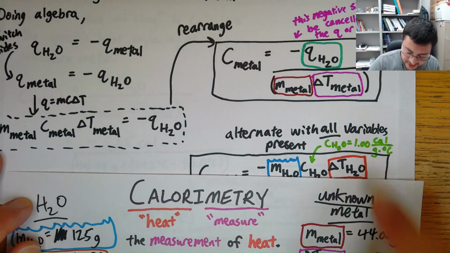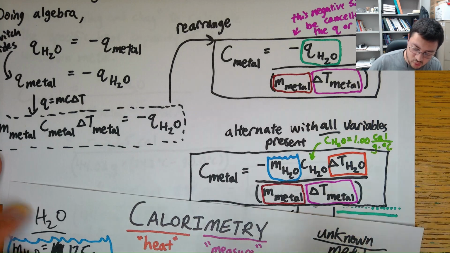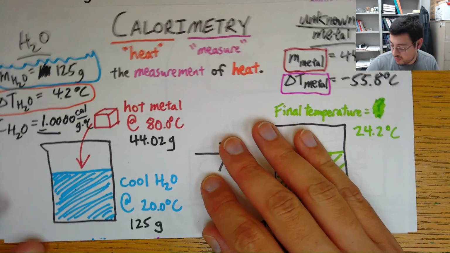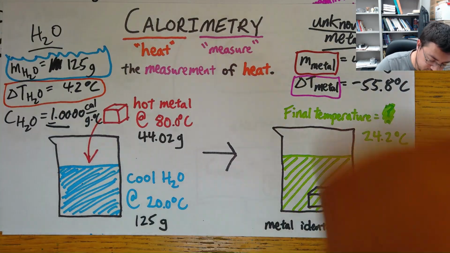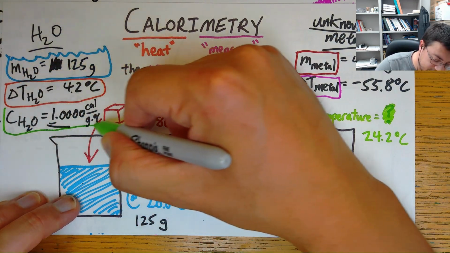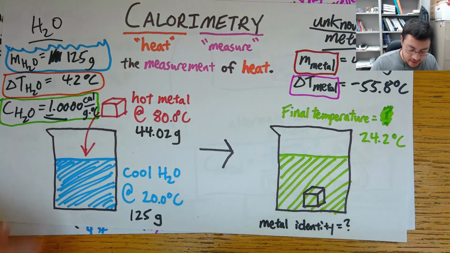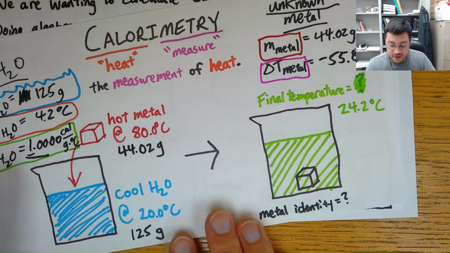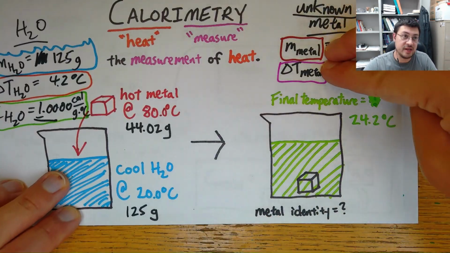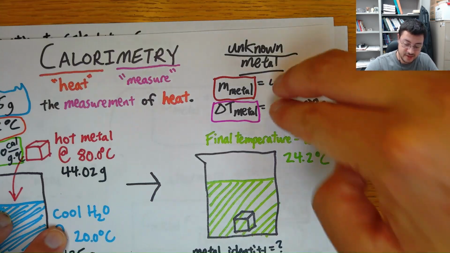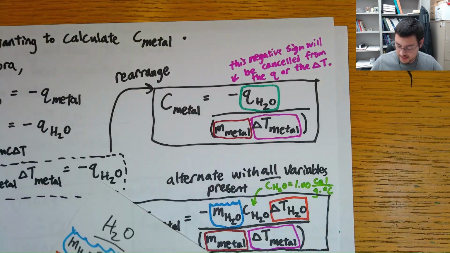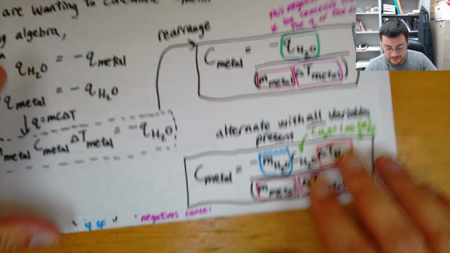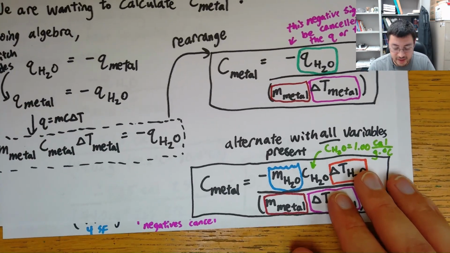And then, yeah, specific heat is going to be a 1, if we were to use that alternate form. It looks like I used green for that, light green. But for the approach I started, the only two variables left that we need are these two: the mmetal and the deltaTmetal.